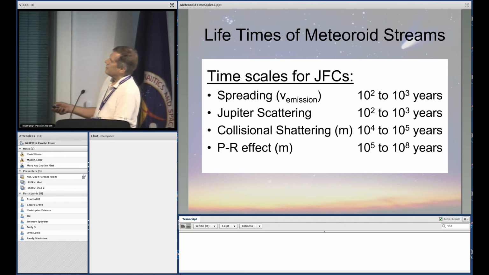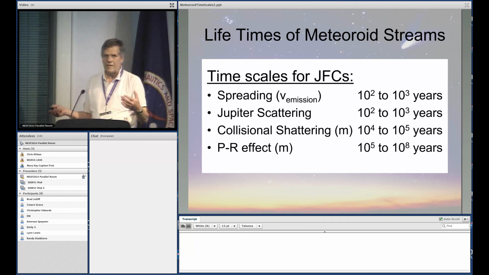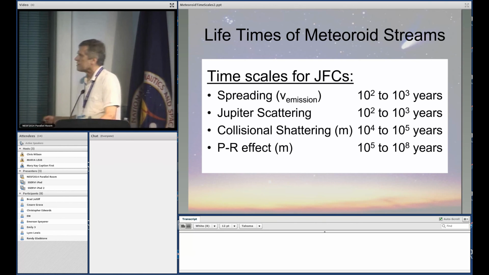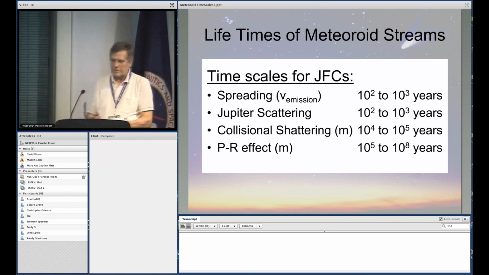Jupiter's scattering does not change the particles in size, but it moves them around in the planetary system and out of the stream. They are no longer concentrated in the stream. But collisional shattering of all the particles on this type of orbits is of the order of 10 to the 4 to 10 to the 5 years. And the Poynting-Robertson effect is negligible. So this concludes my presentation. Thank you.